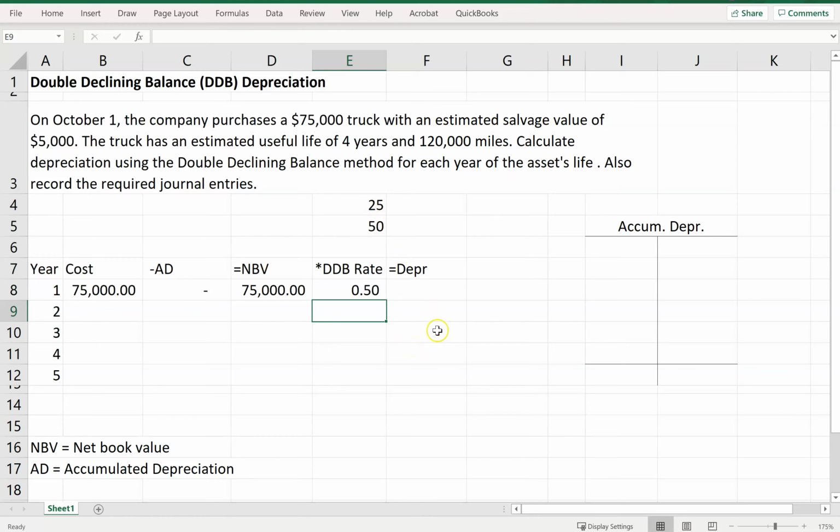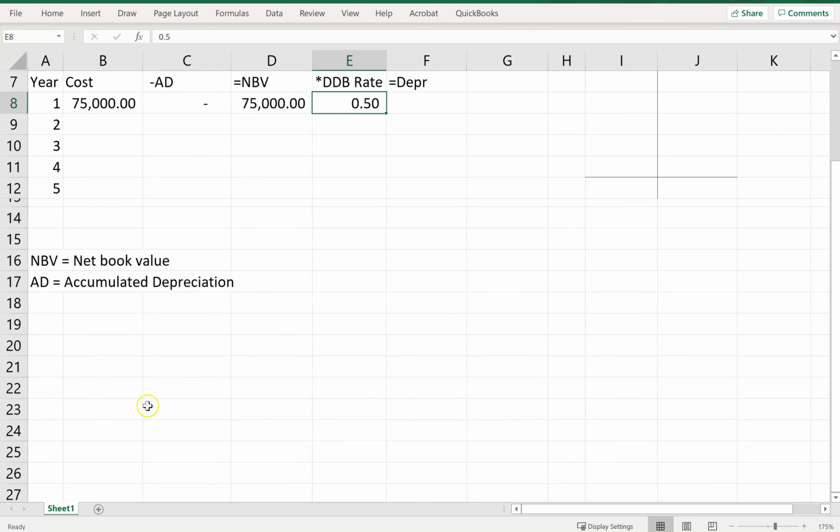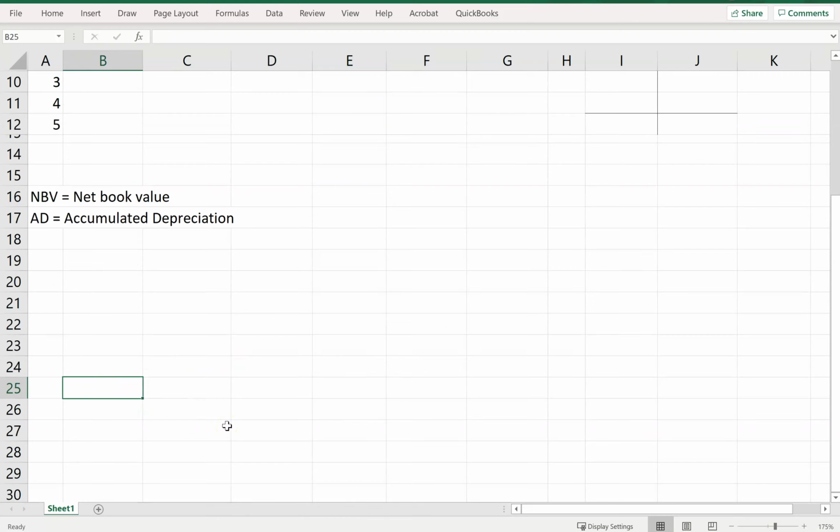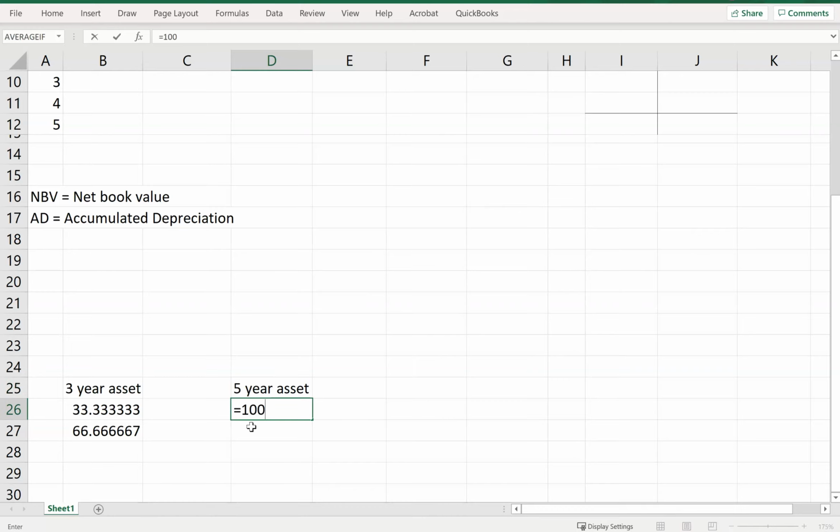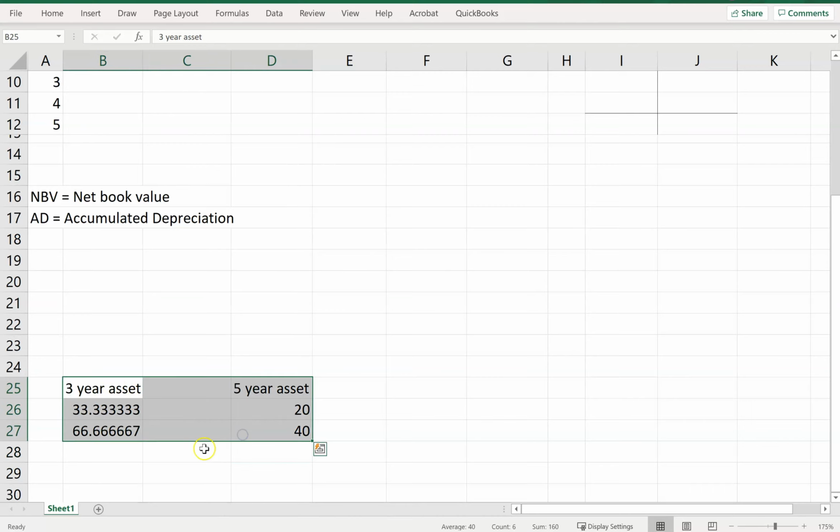Okay, I want to show you a couple more of those. This is what it is for this asset, but I want to make sure you understand how the rate works. So let's jump down here for a second and see what it would be if we had a 3-year asset. You would take 100 divided by 3, which gives you 33%. Then you would multiply it by 2 for the DDB rate, which gives you 66%. If you had a 5-year asset, you would take 100 divided by 5, which is 20%, and multiply it by 2. So that's how you calculate the DDB rate: take 100, divide by the number of years, and then multiply by 2.